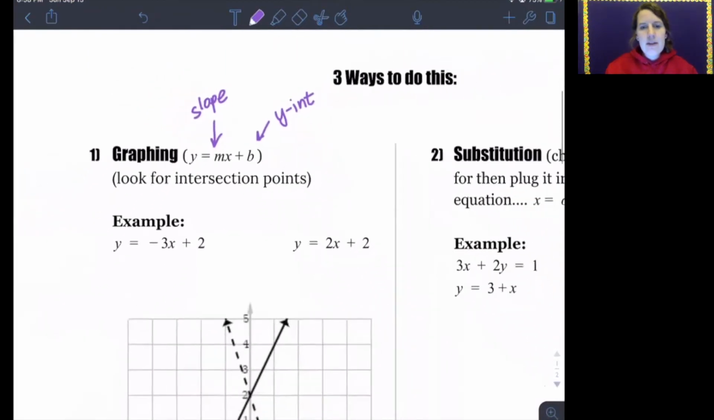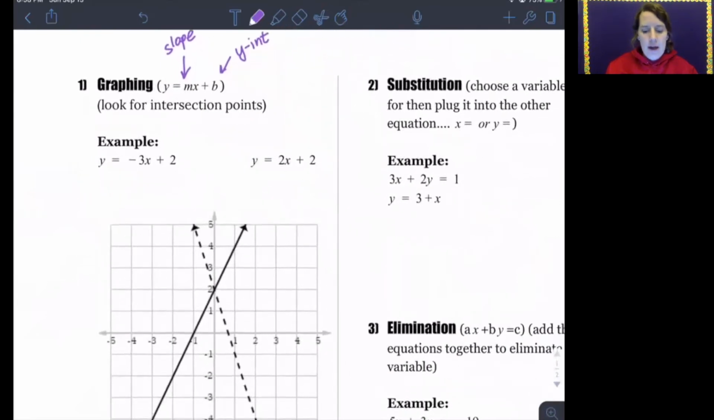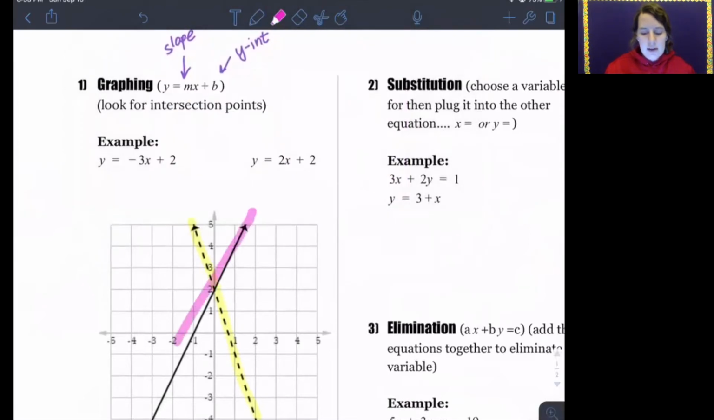Both of these have already been graphed for you. We have y equals negative 3x plus 2 as the yellow dotted line right here with the negative slope, and then you have y equals positive 2x plus 2 right here. After we graph those, where do you think our solution is? Yeah, good. Our solution is going to be where our two lines intersect.